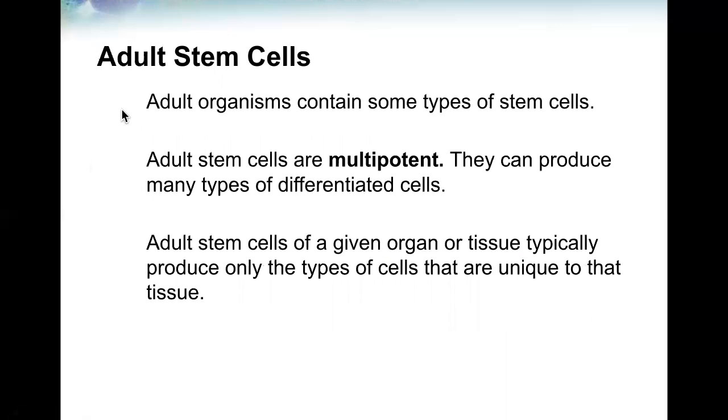Adult organisms contain some types of stem cells. Adult stem cells are multipotent. They can produce many types of differentiated cells. Adult stem cells of a given organ or tissue typically produce only the types of cells that are unique to that tissue.